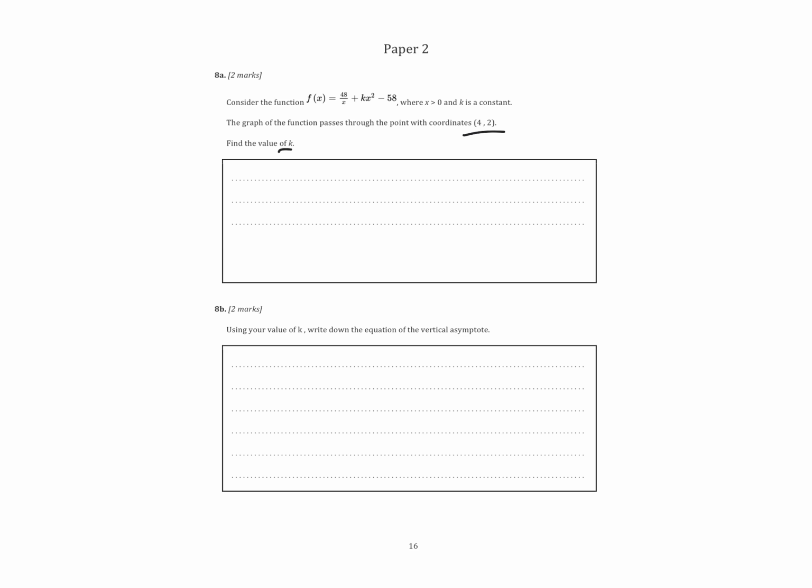So my x value is going to be 4, and the output of that function is going to be 2. So we can say therefore that 2 will equal 48 over x, which is 4, plus k lots of x squared, so k times 4 squared, minus 58. It's just a case of solving that.